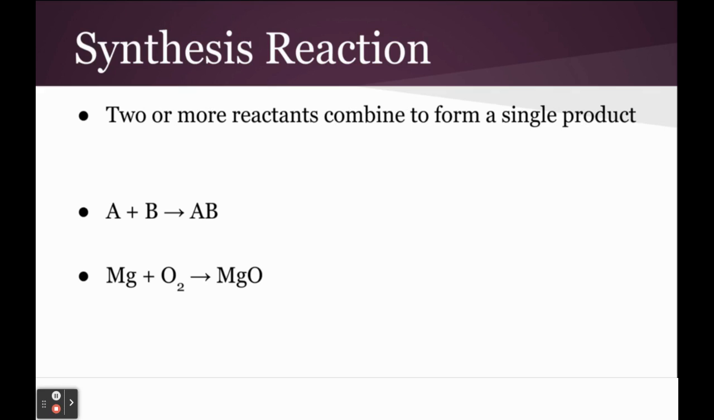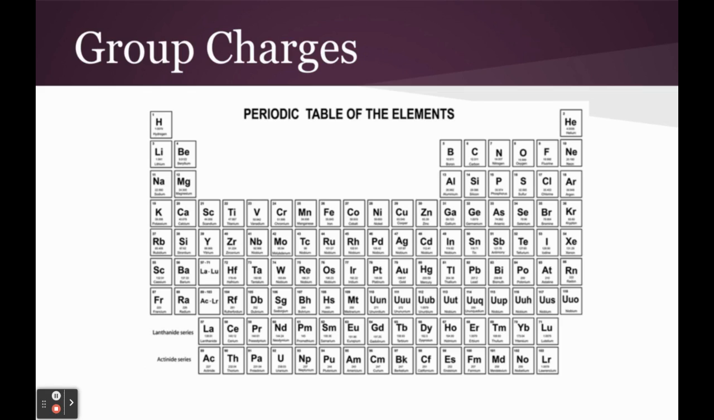The second type of reaction that you need to predict the products for are synthesis reactions. So let's review a synthesis reaction. When 2 or more reactants combine to form a single product, that is a synthesis reaction. So our generic equation is A plus B equals AB, and then our specific equation is magnesium burned with oxygen turns into magnesium oxide.